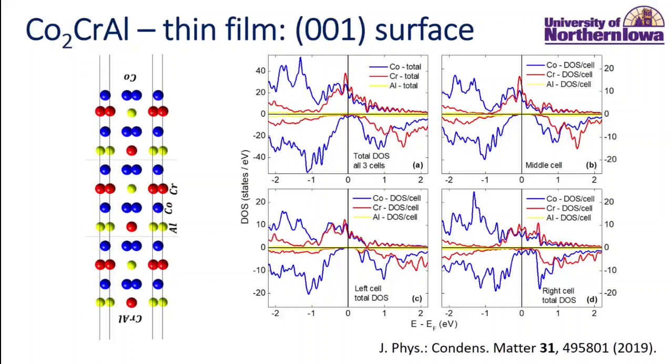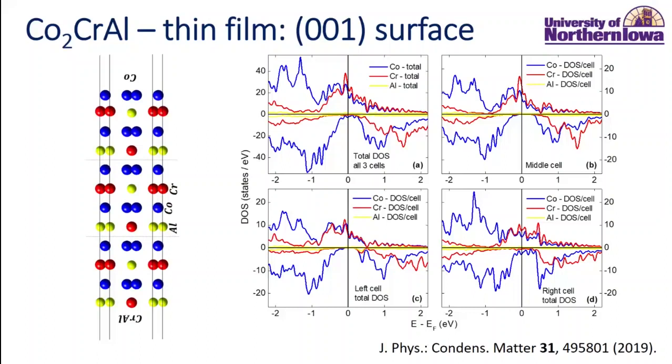So let's start with cobalt termination. So this bottom right corner. So we can clearly see that the half metallicity is destroyed here because of the presence of the cobalt states, right? So these blue states over here that emerge in the energy gap of the minority spin.